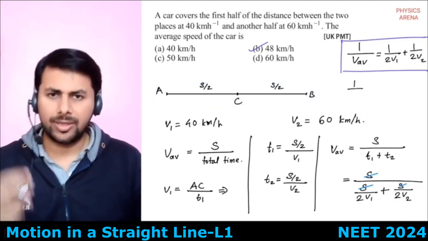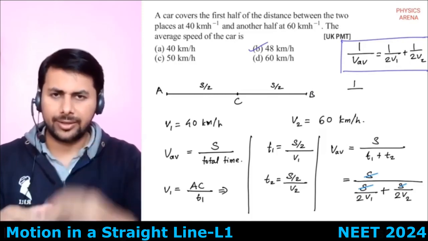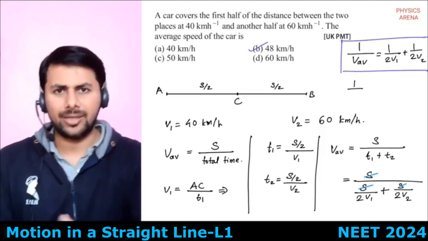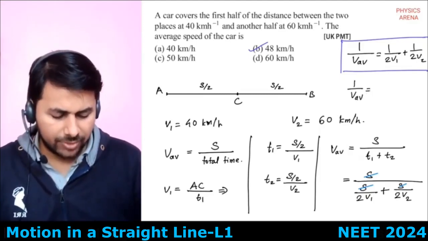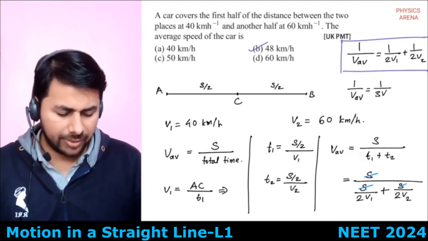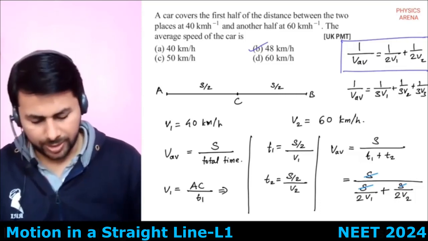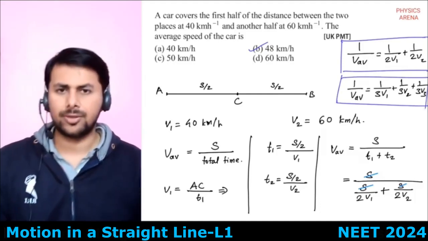Our new formula, if there are three distances: s by 3 with speed v1, next s by 3 with speed v2, and next s by 3 with speed v3. So your 1 upon v average will be equal to 1 upon 3v1 plus 1 upon 3v2 plus 1 upon 3v3. This will be your formula. Got it?